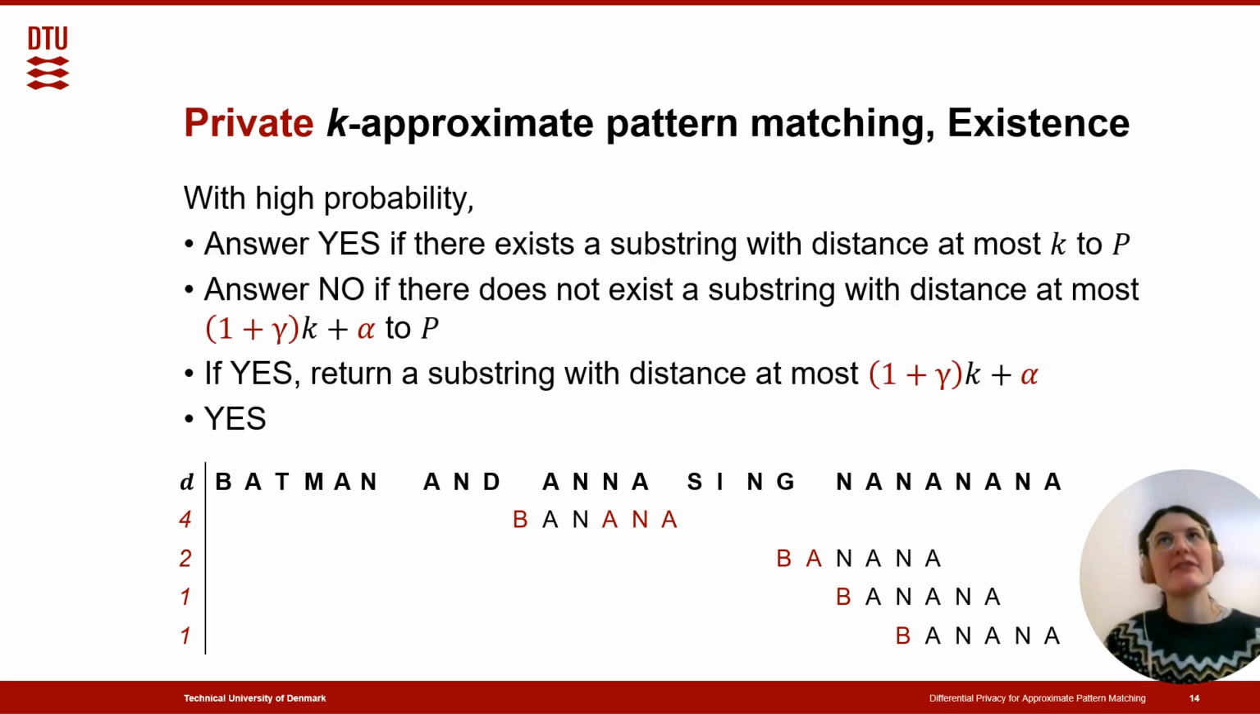And in the same way, we define the existence version, where with high probability we answer yes if a substring of distance at most k exists, but we may answer yes if a substring of a slightly larger distance exists. For both the counting and the existence version, we also want to return a witness. So we want to return one substring of distance at most (1 + gamma)k + alpha if we return yes, or if we return a non-zero count.